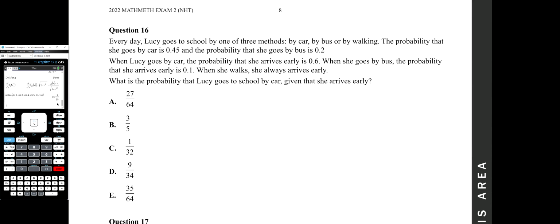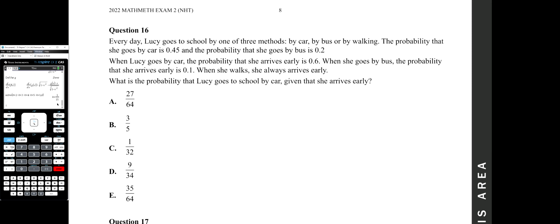Right, moving on to question 16. Every day Lucy goes to school by one of 3 methods: car, bus, or walking, and the probability that she goes by car is 0.45, bus is 0.2. So walking would be 1 minus the sum of those two. When she goes by car, the probability that she arrives early.